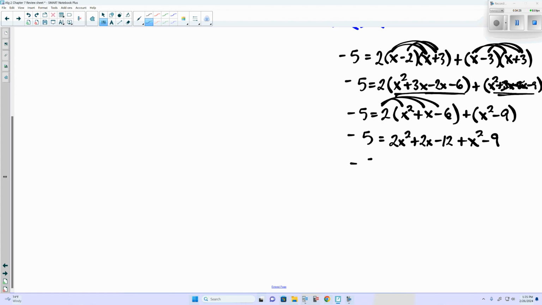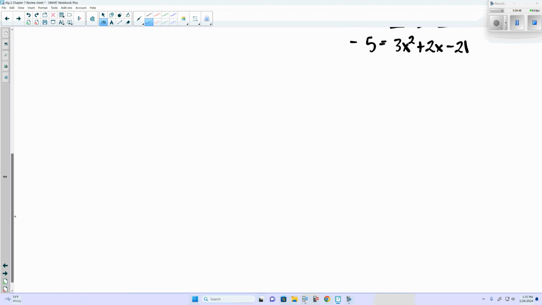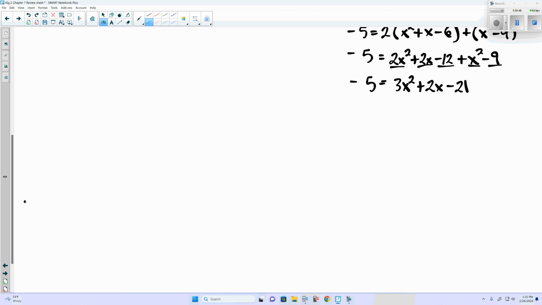Now, before we start getting this equal to 0, we're going to combine like terms. 2x squared plus x squared is 3x squared. 2x doesn't have any like terms, so it's plus 2x. And our negative 12 minus 9 is negative 21. Questions on how we got to this point here?